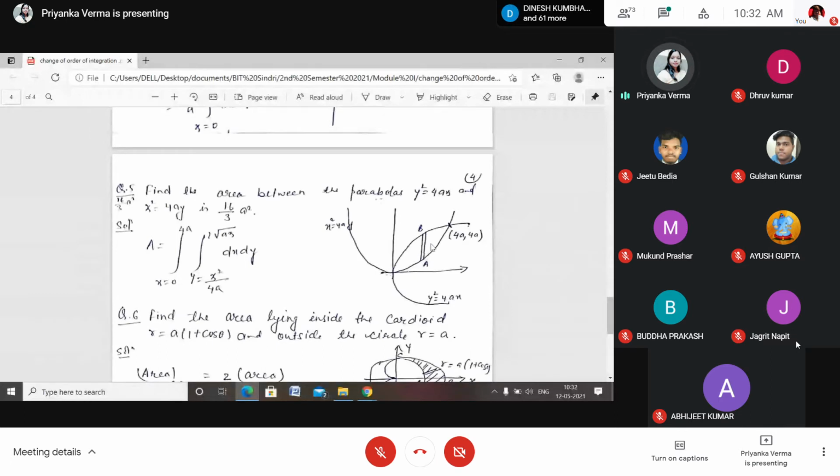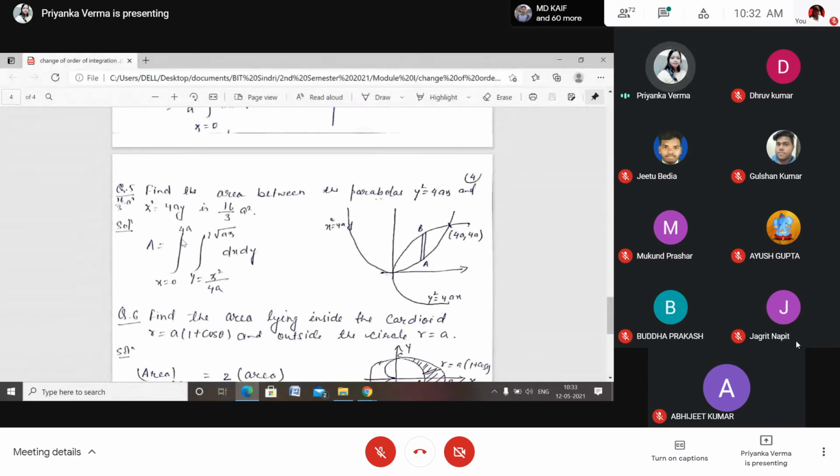Now you can take either a strip, horizontal or vertical, no issue. I have taken a vertical one again. So the lower limit of the vertical strip is on the curve, this one, that means y equal to x square by 4a, while the upper limit of this strip moves on this equation, that means y equal to 2 root ax. So the lower limit is x square by 4a and the upper limit is 2 root ax. Now to cover this region, x moves from 0 to 4a. Okay, now you can solve it.